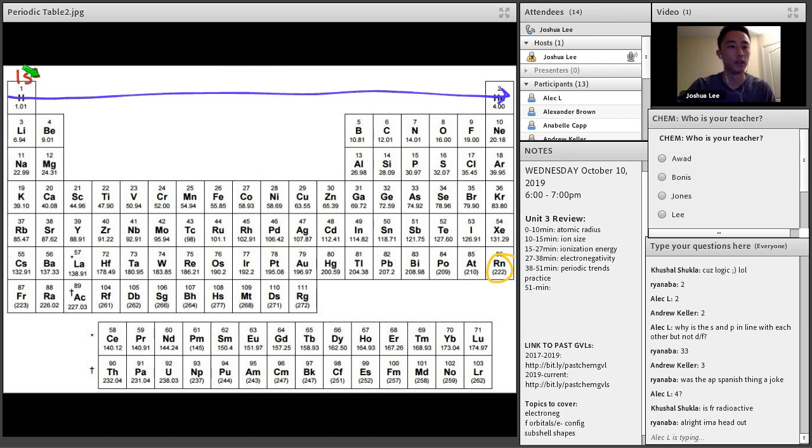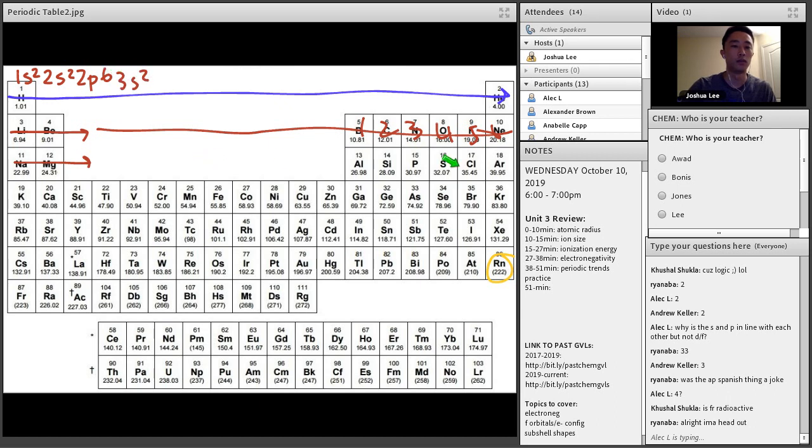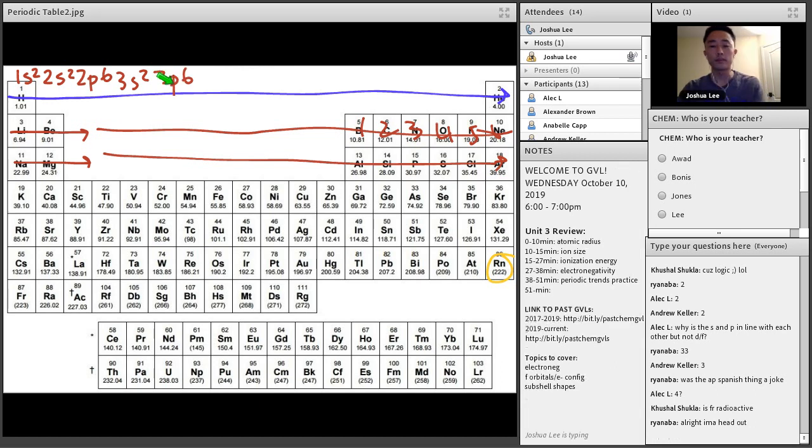So 1s2. Then I go to the next line. There's my 2s2. Keep reading all the way across. I finished off the 1, 2, 3, 4, 5, 6 electrons in the 2p, so it's 2p6. I finished off the 3s2, 3p6. See if you guys could beat me there.